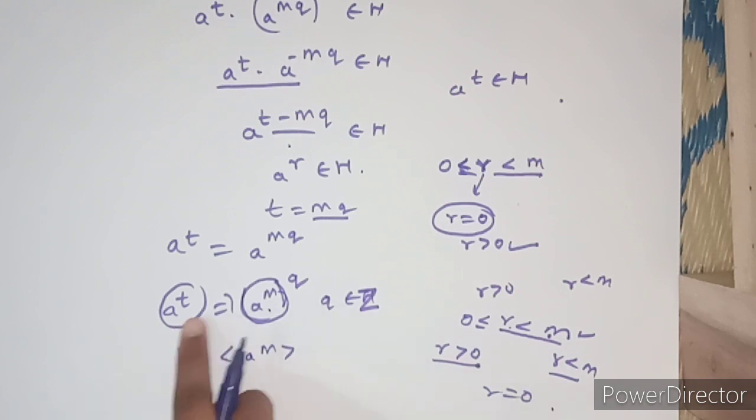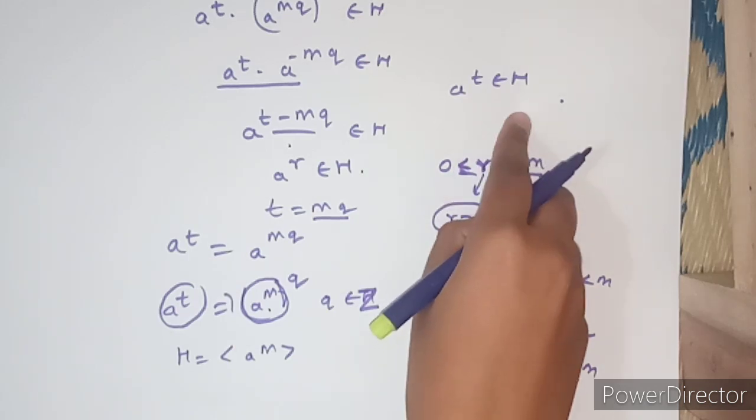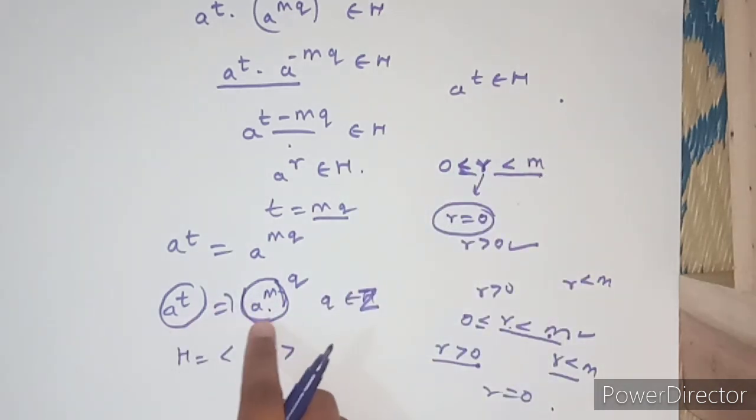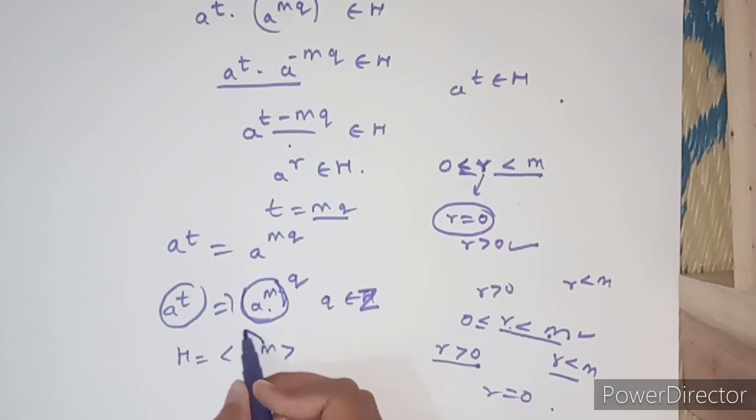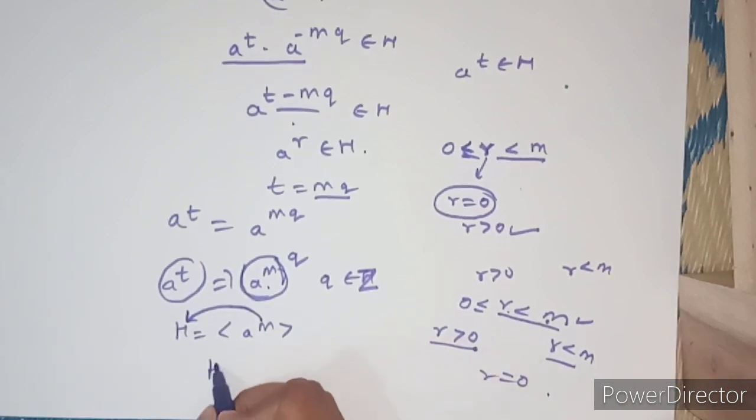So we have considered a^t belongs to H. Then this a^t is equal to an integral power of a^m, that means H is equal to the group generated by a^m, right? So this a^m is generating the entire set H, that means H is cyclic. So this is the proof of this theorem. I hope you understood this theorem.